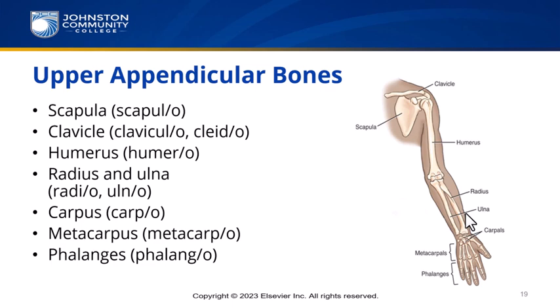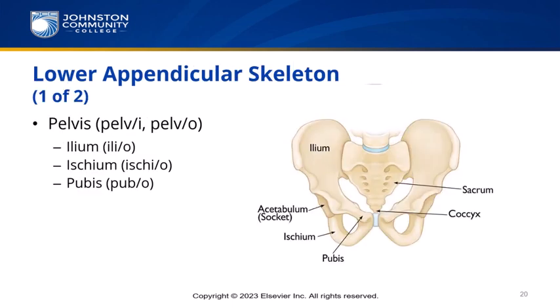Metacarpus, which gives us metacarpo. Remember, meta means beyond, so this is beyond the carpus. And then we have phalanges. Now this can apply to either your manual or your pedal. Manual phalanges are your fingers, pedal phalanges are your toes.